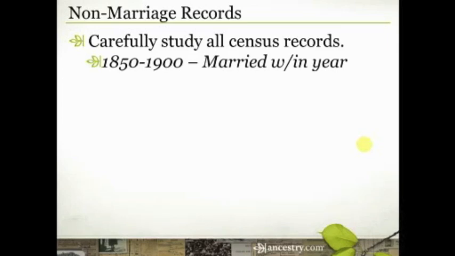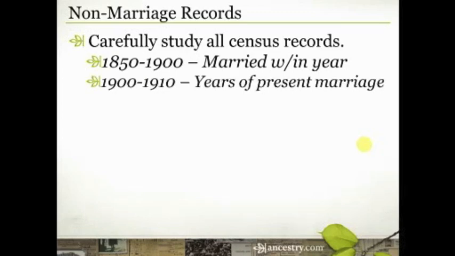From 1850 through 1900, so every census from 1850 to 1900, there is a little column that just has a checkbox. Sometimes a month is written into that column. Sometimes the month column is just next to it. But the question on the census was, were you married within the year? So if you're lucky enough to have an ancestor who was married within a year before a census was taken, between 1850 and 1900, there will be a little check mark there in that column. And so look for that on those particular censuses.